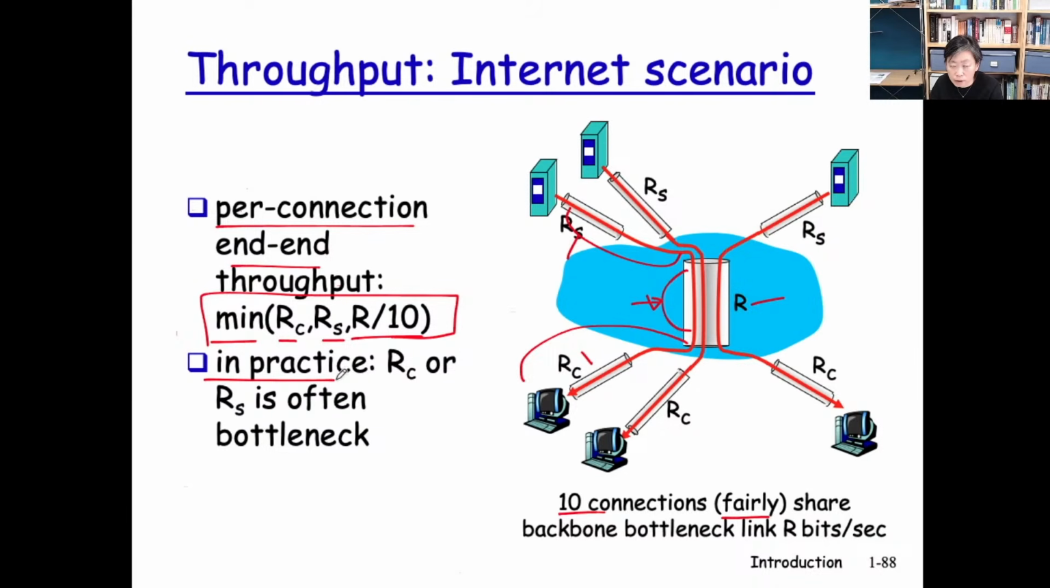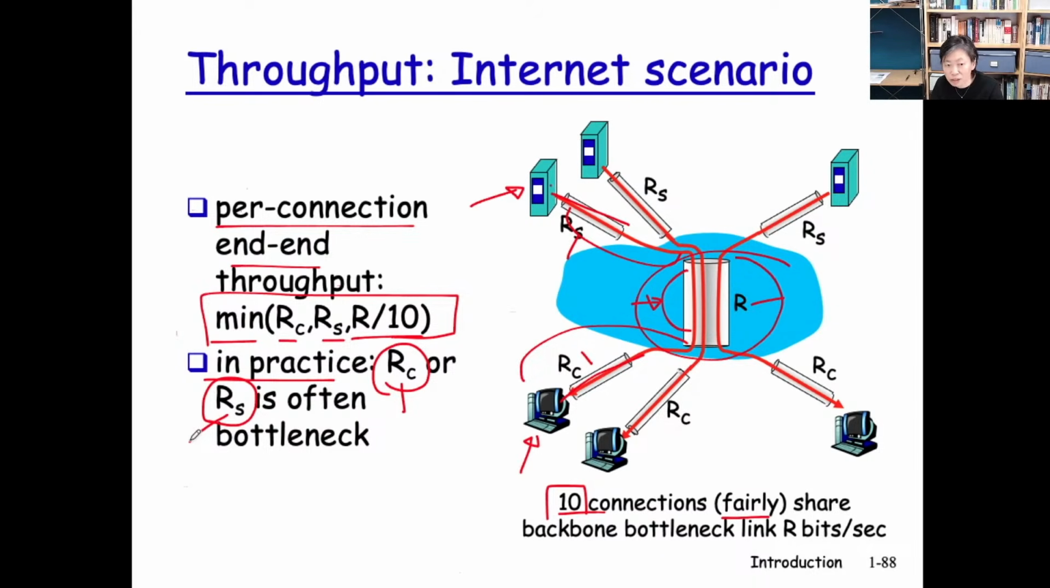In practice, however, nowadays on the internet, usually it's either Rs or Rc being the bottleneck. You see, this is an end system, this is an end system. We subscribe to access to the internet through some ISP, so usually the rate is low. Just like this, the application service provider is also subscribing to their ISP. This is also low, as opposed to the big R here in the middle of the internet, in the backbone, which is usually large. It's just that nowadays, there are a lot more connections sharing the big R. Most of the time, Rc and Rs are the bottlenecks.